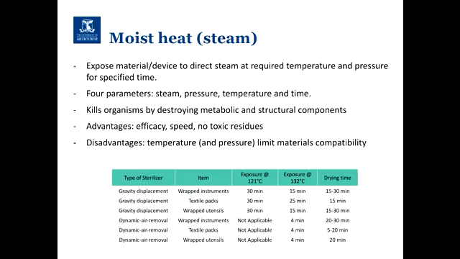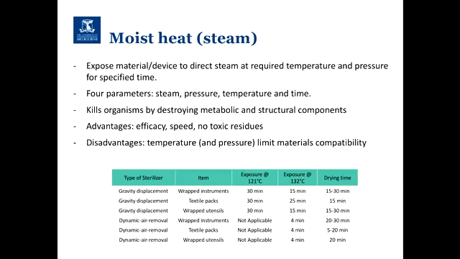The disadvantages are the temperature and pressure. Anything that changes form over 100 or around 121 degrees will not survive. The majority, not all polymers, but a lot of polymers will pretty much melt at 100, even before it gets to 121 degrees, which is why autoclaves or steam is pretty much ruled out for the majority of polymers. Not all, but most of them.